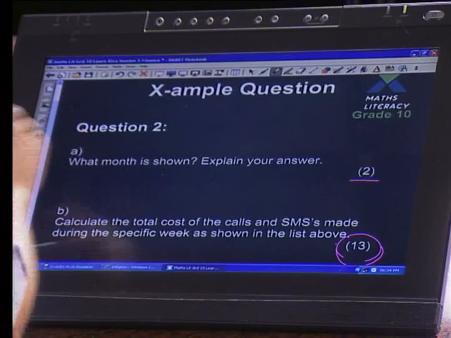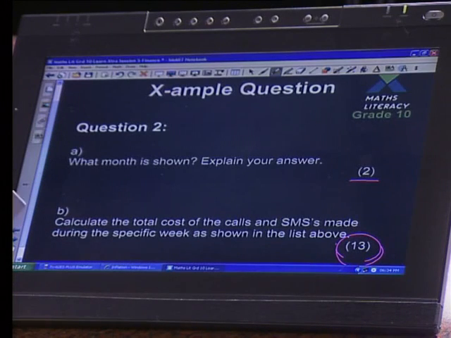So the first question was out of 2 marks. What month is shown? Explain your answer. Simple. It's the month of February, number 1. And number 2, it is because there are 28 days. Straightforward, simple. 2 marks. Done. Got it. Now this thing is 13 marks. That tells me I am going to do so much work. Well, let's have a look at it.